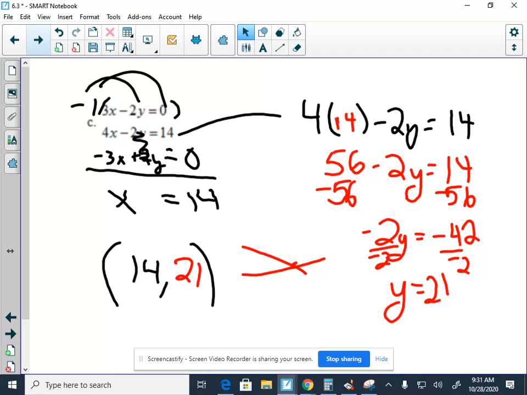Still making sense, everyone, I hope? Again, I like this method. I think this one's my favorite of the two. The substitution one is good. This one, just if things are lining up, it goes a little faster sometimes. All right?